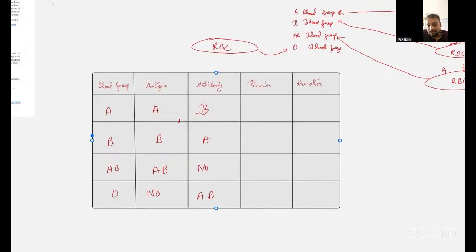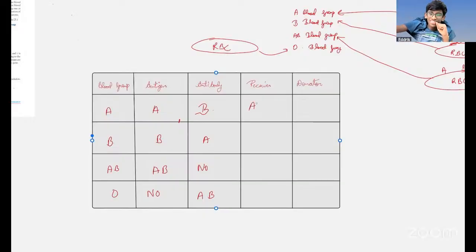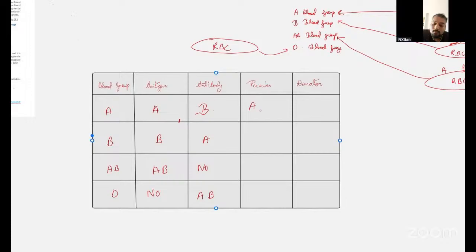Now, if a person of blood group A got an accident, from whom can he get blood? The person who has A blood group. Anybody else? O. Why O? Because O doesn't have any antibody. O is a universal donor, right?